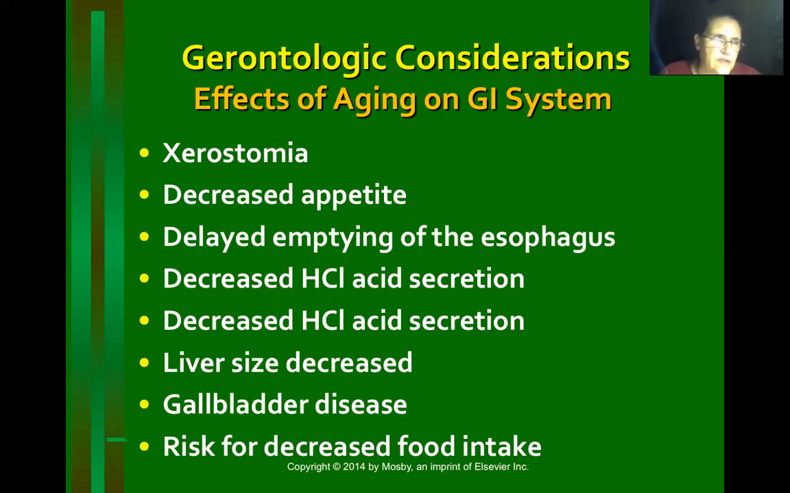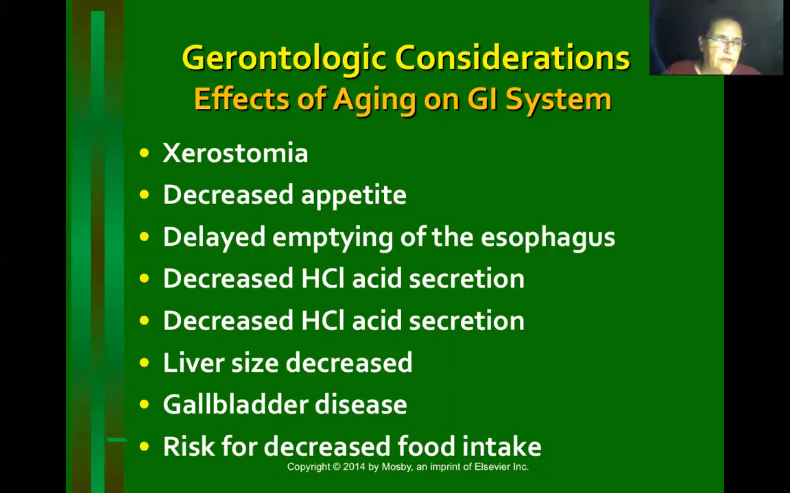Smooth muscle weakness in the esophagus and an incompetent lower esophageal sphincter may lead to delayed emptying in the esophagus. The older adult also has a decrease in hydrochloric acid secretion, which is a reduction in the amount of intrinsic factor that's secreted. The liver size decreases after age 50, but this really doesn't change the liver function any. Then there are obstructive and non-obstructive gallbladder diseases that increase with age.